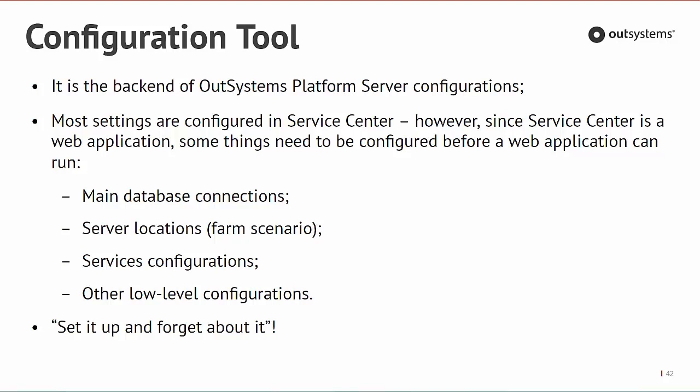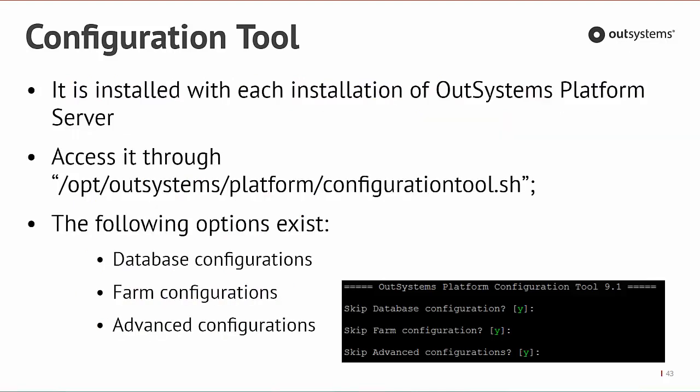You will need to go back to it every time you add a new front end, for instance, or you want to make some deeper changes in network scenarios. The configuration tool is installed with each installation of the OutSystems Platform server. You can access it through the configuration tool shell script. And you have three main sections on the configuration tool: database configurations, farm configurations, and advanced configurations. These are the main ones.